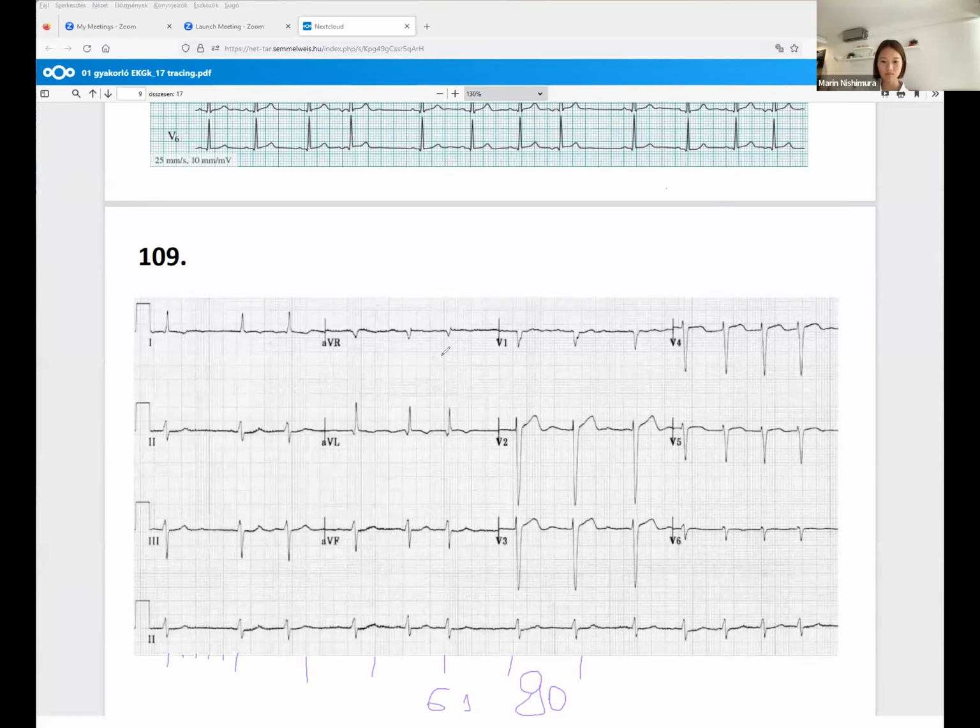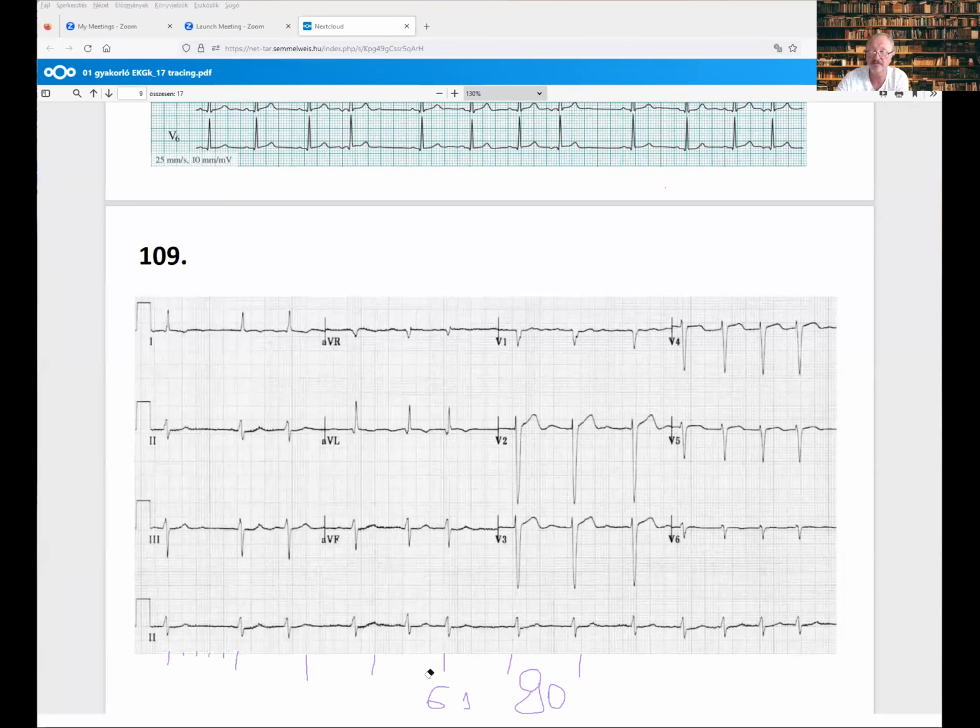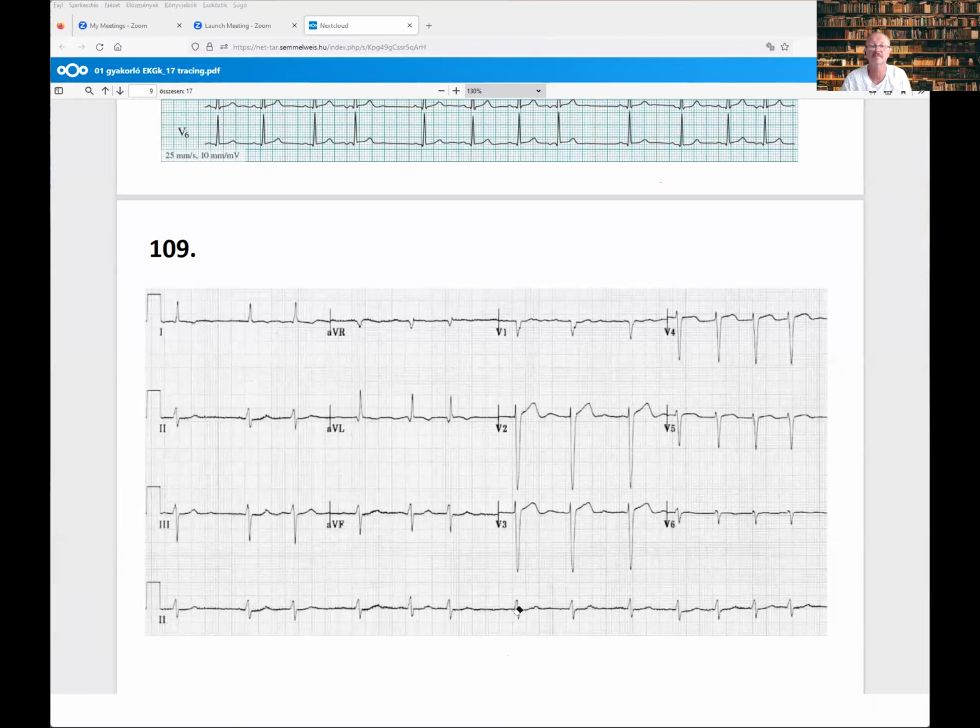Mm-hmm. Okay. All right, go on. And I heard lead two looks the most equiphasic. So then for this, I found the lead that is 90 degrees from lead two, which is aVL. So the QRS axis is negative 30, meaning from 0 to negative 30, it's left axis deviation. Okay, that's it. And what about the rhythmicity?